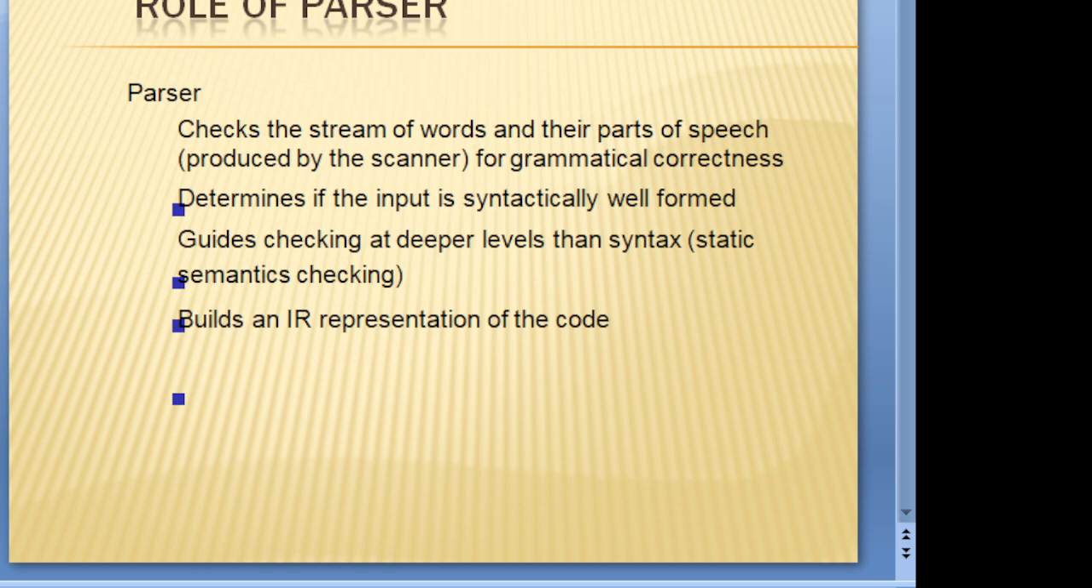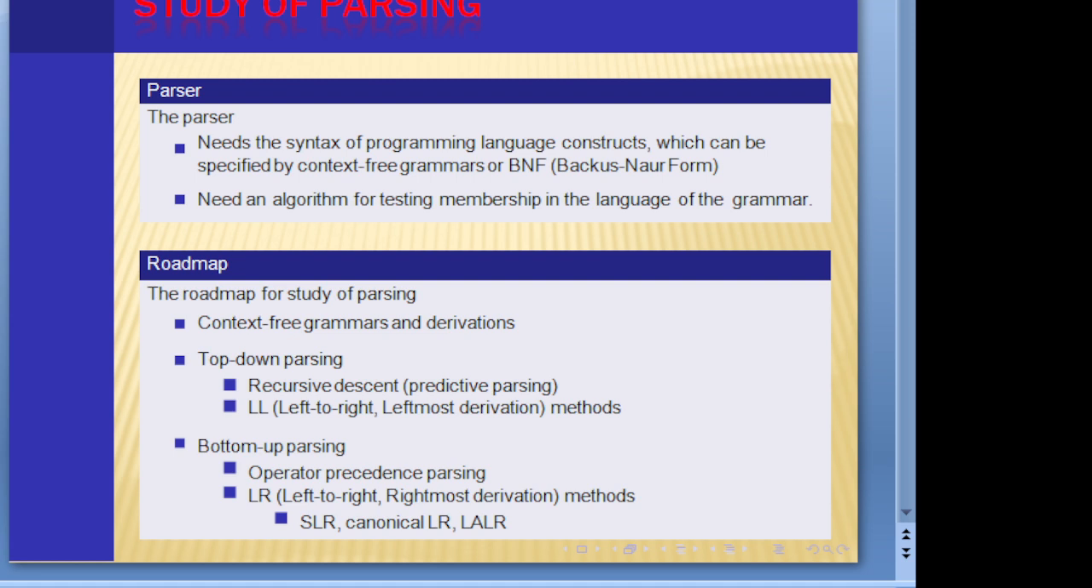First, it checks the stream of words and their parts of speech for grammatical correctness. That means it checks the grammatical correctness. Then it determines if the input is syntactically well formed or not. It guides checking at a deeper level than syntax, such as semantic checking, and it builds a higher-level representation of the code.